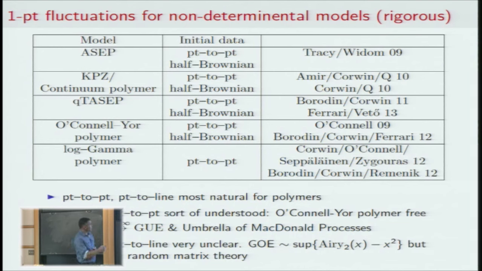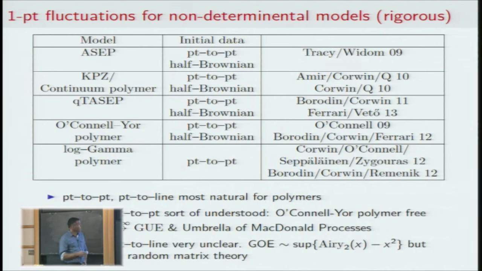There's just a number of models that one can do: ASEP, the KPZ equation or the continuum random polymer, this new model q-TASEP, which was discovered by Tomohiro and Wadati, and then Borodin and Corwin, and O'Connell-Yor polymers, another exactly solvable model, and then this log-gamma polymer. So we have this short list of 5, maybe plus 2 or 3 others, models for which one has exact enough formulas that one can get these one-point distributions asymptotically. Remember, one-point distributions. And now look at the initial data.